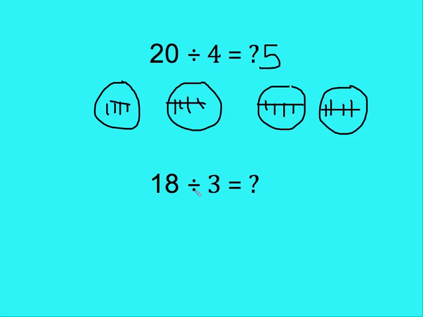I want you to solve this next problem in the same way. You start with 18 tallies and share it equally amongst 3 groups. Go ahead and pause the video now to find your answer, and when you're ready, start the video again to check your work.